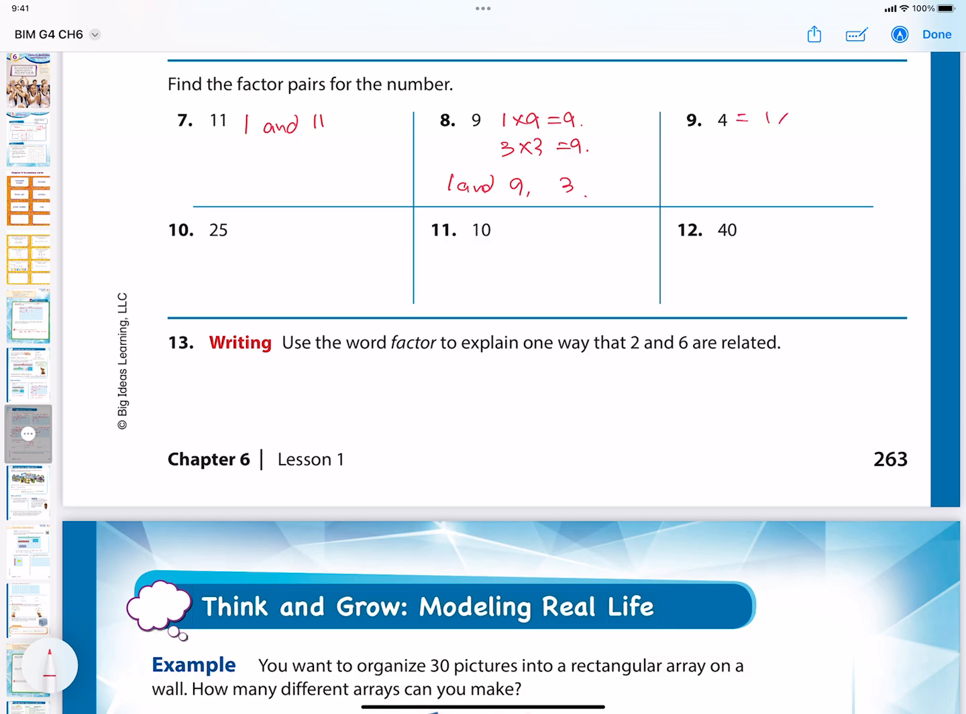4, I know 1 times 4 is 4. 2 times 2 is 4. Nothing else, right? So 1 and 4, 2 and 2. That's it.